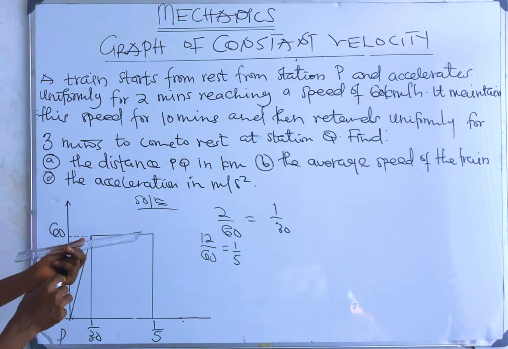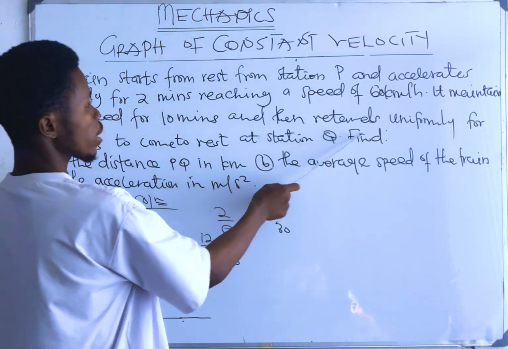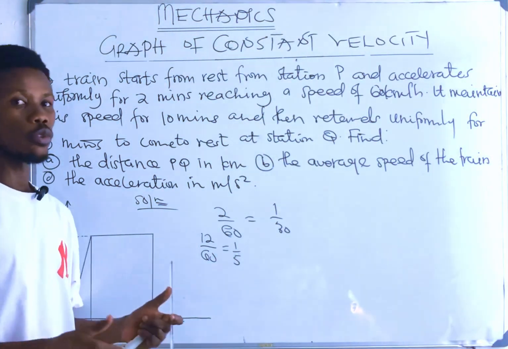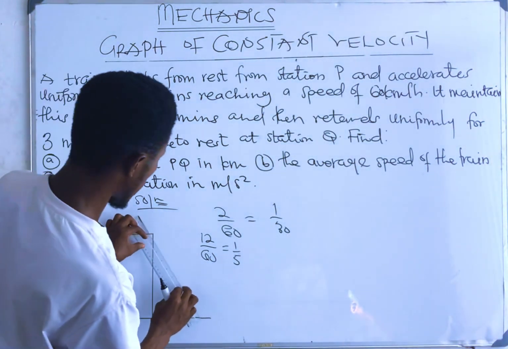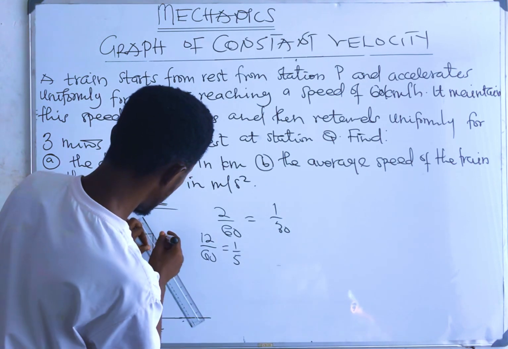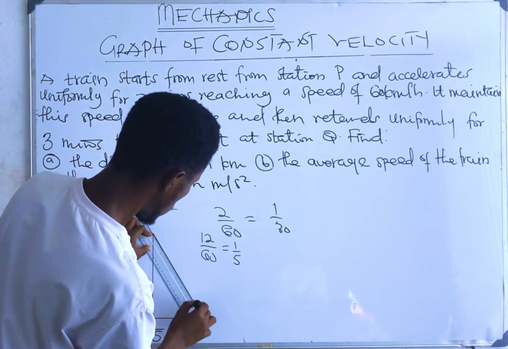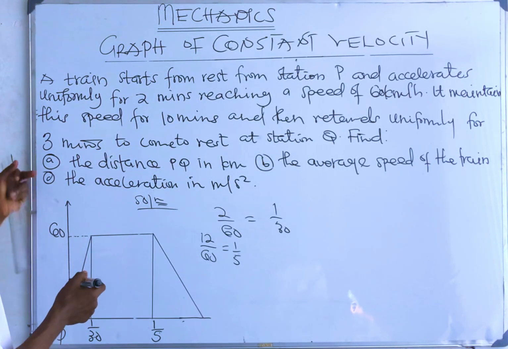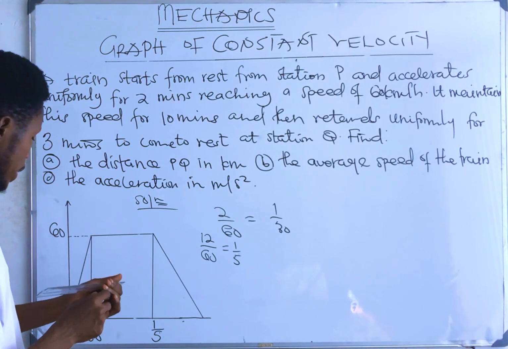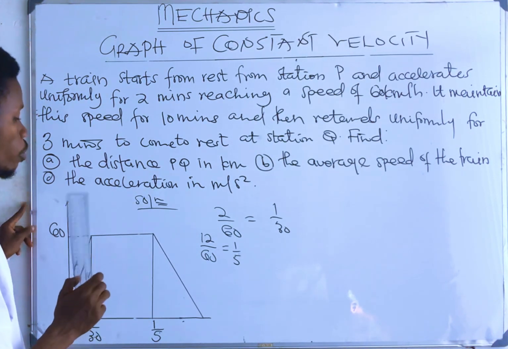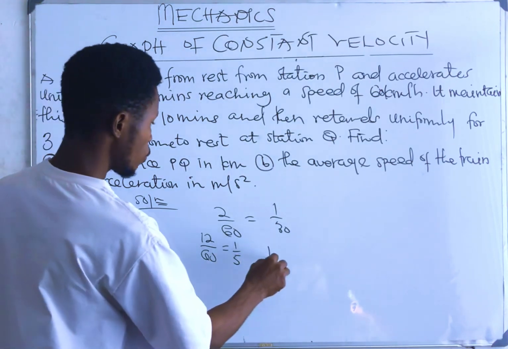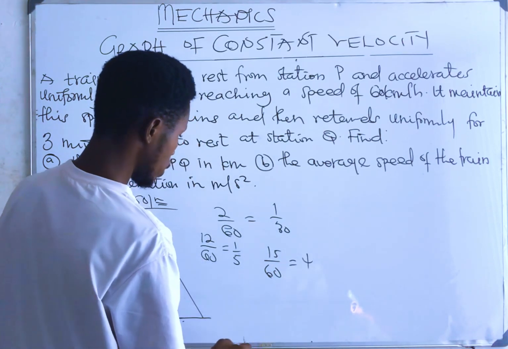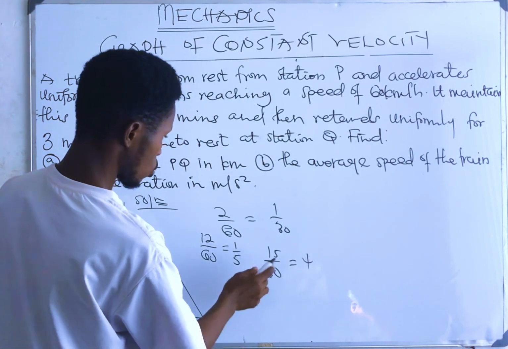Then the last one, and then retards uniformly for 3 minutes. I told you that retardation doesn't mean that the car is moving in the opposite direction, but rather slowing down. So the car started slowing down like this, for 3 minutes. So you are going to add 3 to the already 12 minutes, which will give you 15. 15 divided by 60 will give you 1 over 4. So here will be 1 over 4.